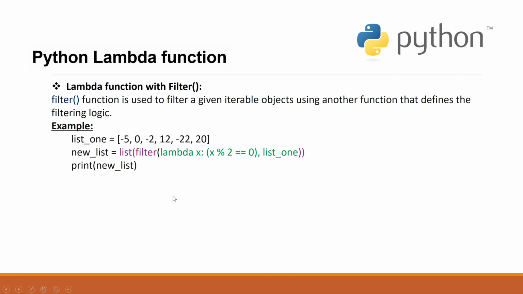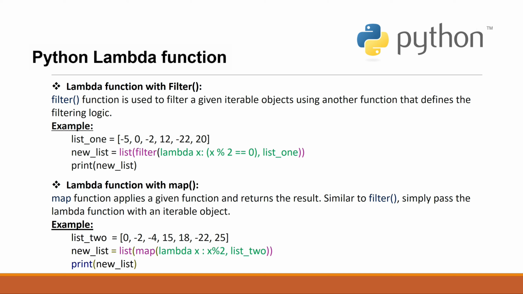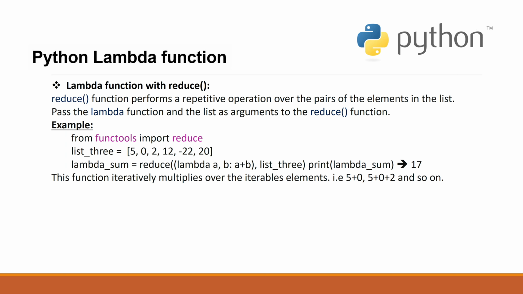the list we are taking from here. Next, how are we going to use the map function with lambda? The map function applies a given function and returns the result. It is similar to the filter function. It is like simply passing the lambda function with the iterable object. The third one is the reduce function with lambda. But to use this reduce function, we have to import one library, that is functools. So this is the list and this is how we are going to use it for reduce.